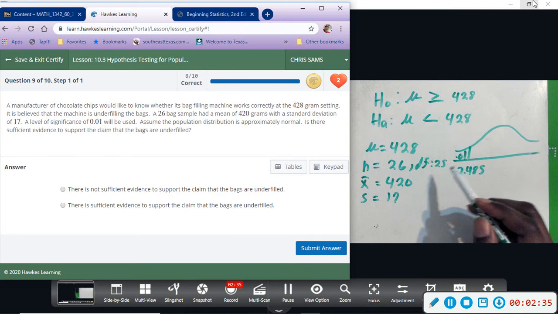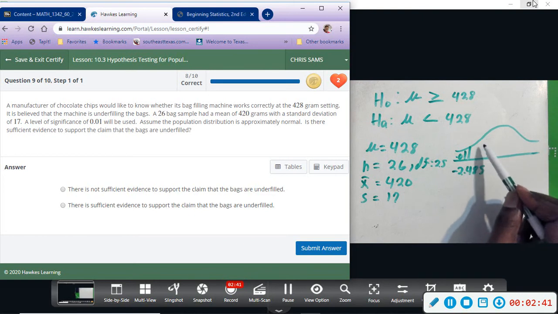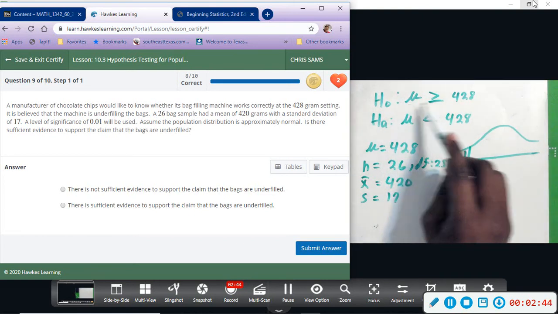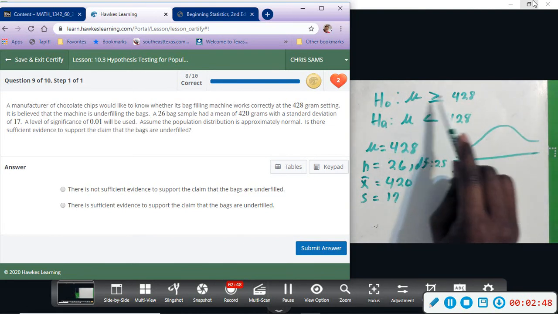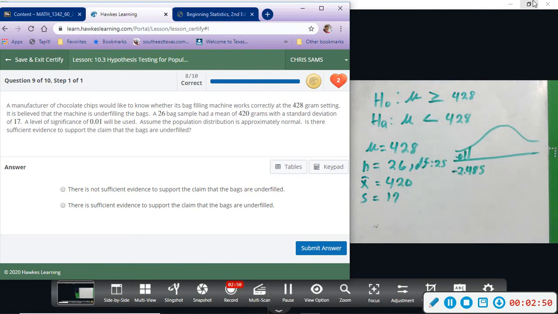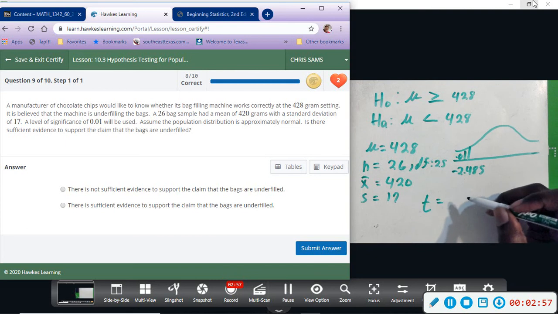If we find out it's not smaller than negative 2.485, and falls on the other side, then we would fail to reject the null, which means there's not enough evidence to say that it's not greater than or equal to 428, the actual mean. So that's the wording we're going to be using. Let's find the actual test value.